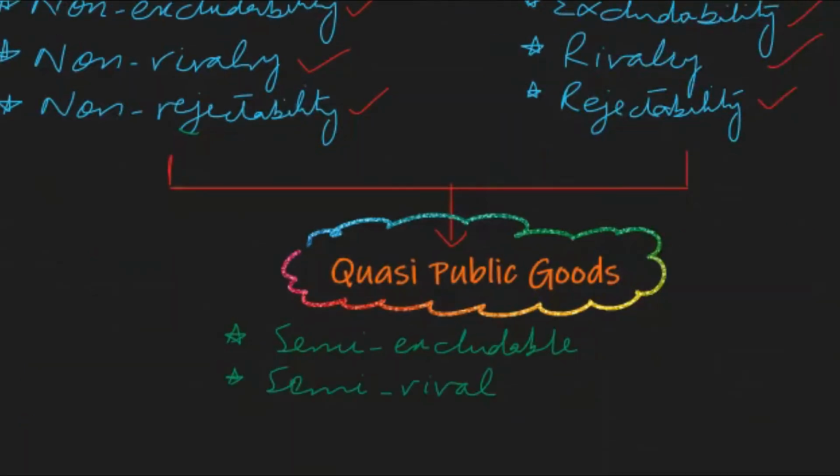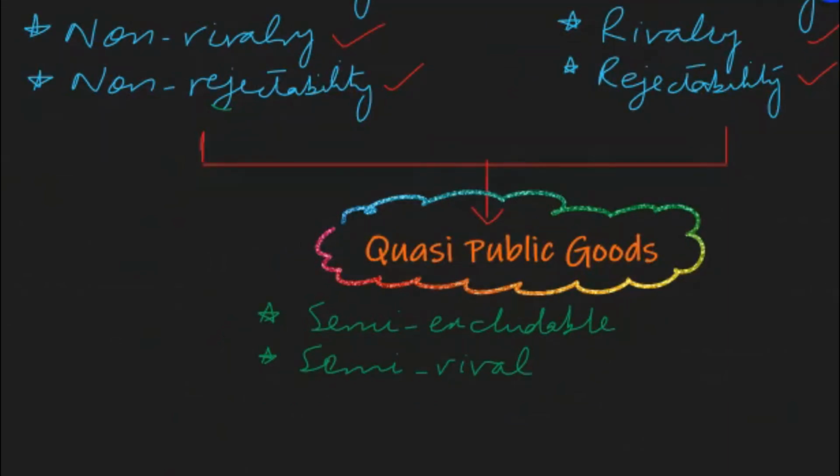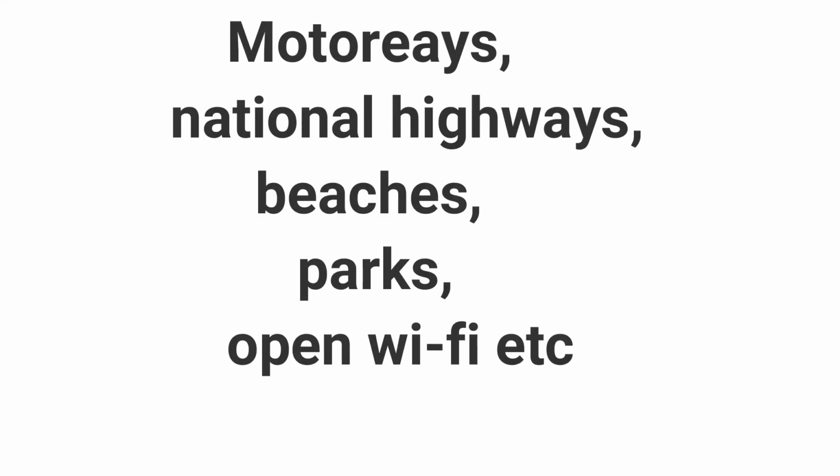It is sometimes really difficult to identify whether a good is public or private, and economists use another category of goods, and that is quasi-public goods. Quasi-public goods are semi-excludable and semi-rival. For example, motorways, national highways, beaches, parks, and internet open Wi-Fi connections are examples of quasi-public goods.